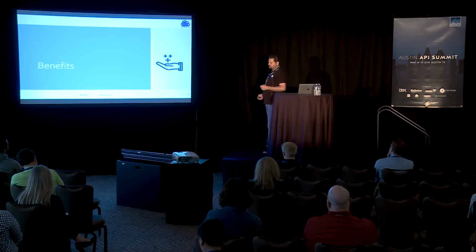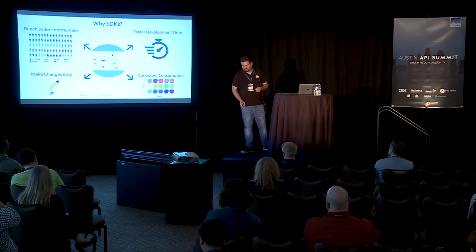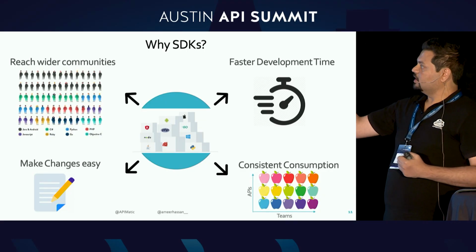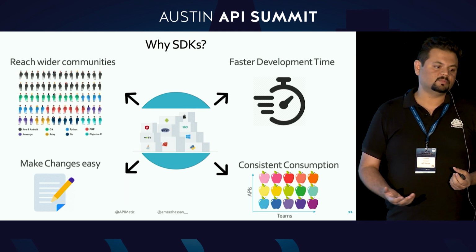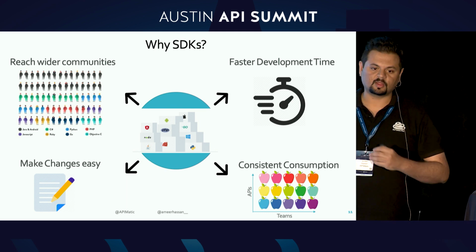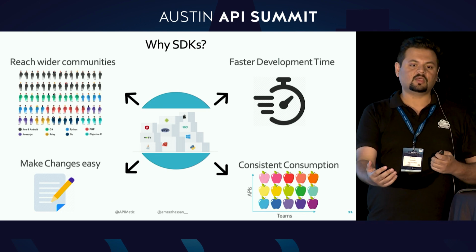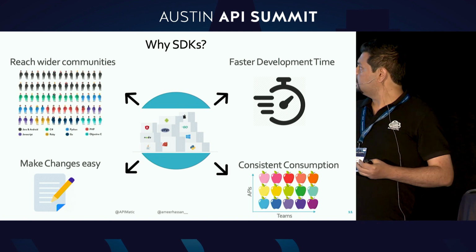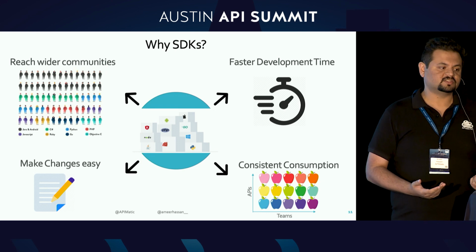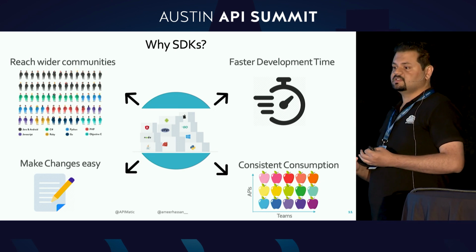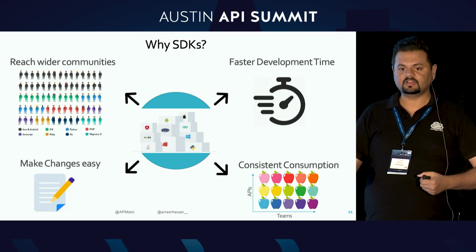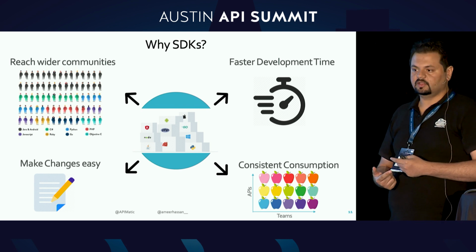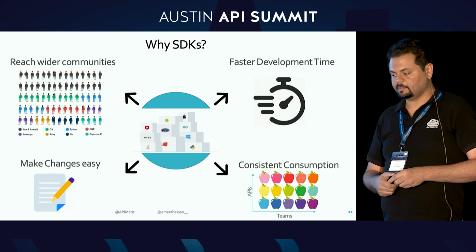Now let's get on with the benefits, the pros of having SDKs. With client libraries in multiple languages, you could reach wider communities of developers. You could speak their language and ease them into better API adoption. The other benefit could be faster development time, because you're getting a lot of work done for the developers to communicate with your API and consume your API. That stimulates the development time for them.